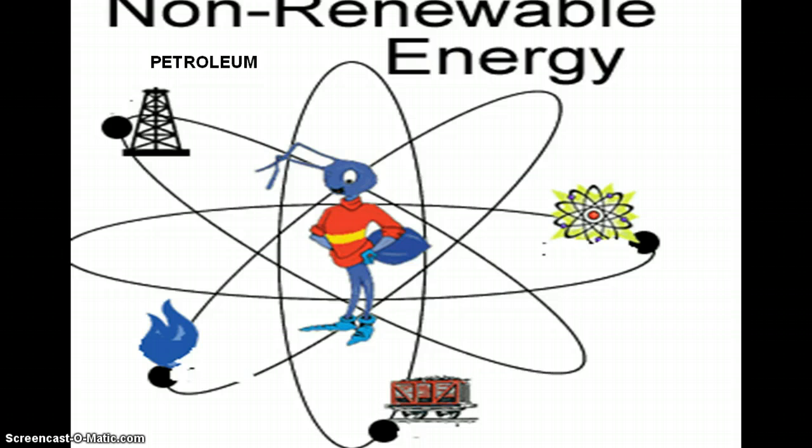Anybody know what that one is? The green one with the little nuclear? Okay. Then coal, and natural gas. So the first 2 that we're going to cover for this unit is coal and natural gas. And then we're going to cover petroleum and nuclear together.